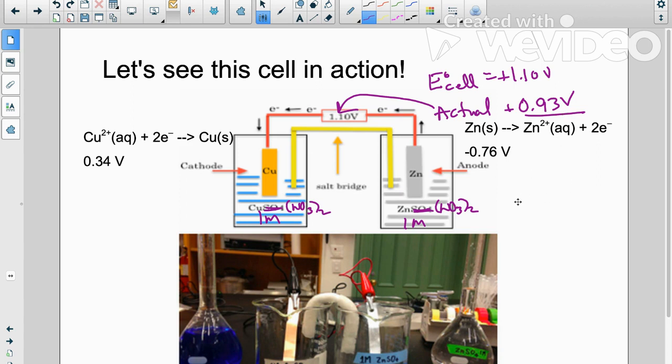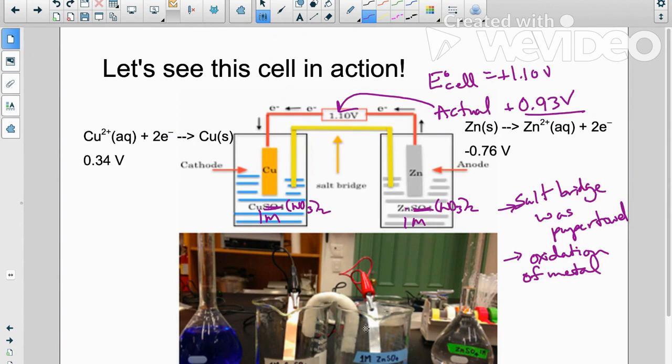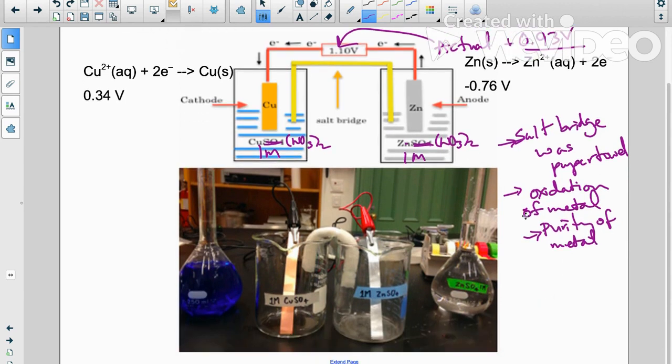Well, there are many reasons for that. The salt bridge was a paper towel, so we're getting some losses right there. Another thing, there was oxidation on the metals. That zinc might not have been pure zinc, and the copper might not have been pure copper. So purity of metals is another thing. If there was some alloying happening, we could have had some other metals that might have been oxidized or reduced in place of these things.